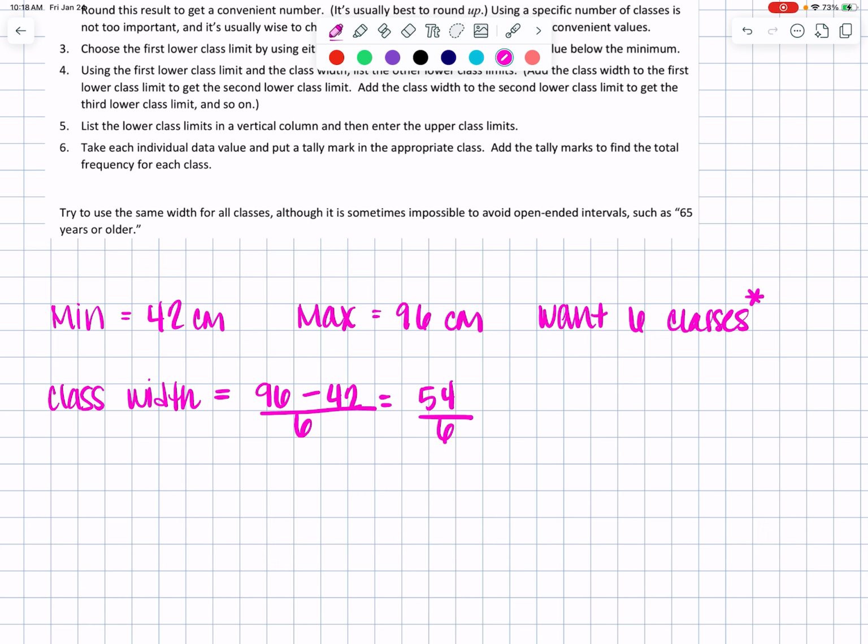And then we divide by 6. So this 9 is my class width. And right now, you may be coming up with a picture in your head with the width going from side to side, but width goes up and down for frequency distributions.